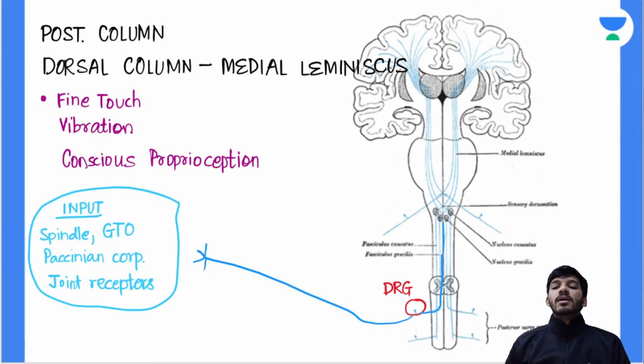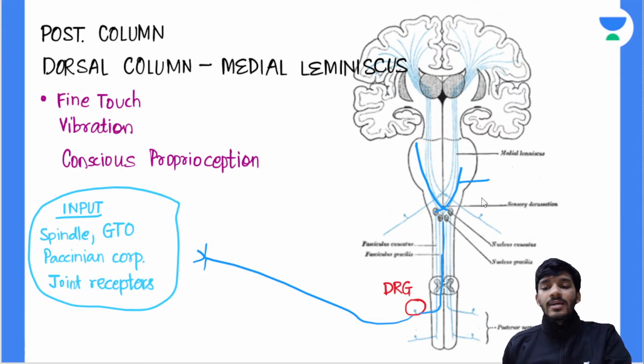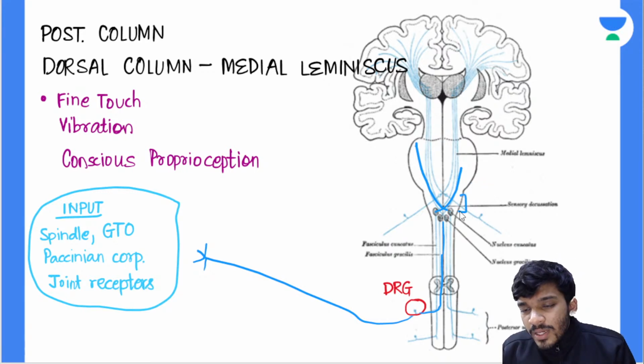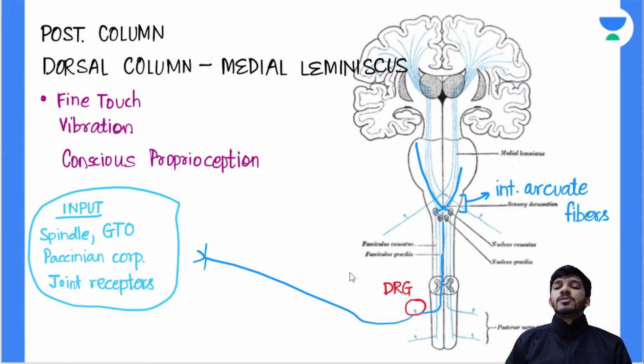It will form the medial lemniscus, right? So please understand, here you have this crossing. From the right, the fibers are going to the left, and from the left, fibers are going to the right. These axons form the internal arcuate fibers. While they are crossing, they are called the internal arcuate fibers, right?